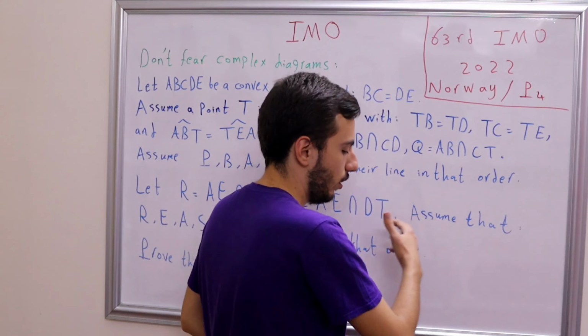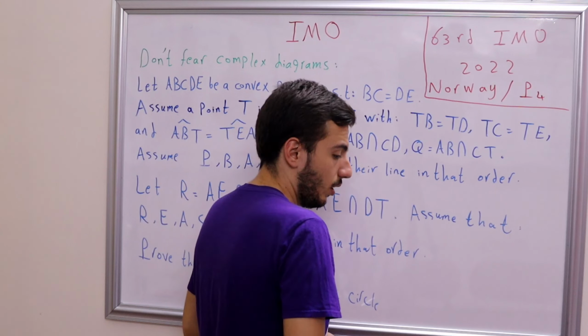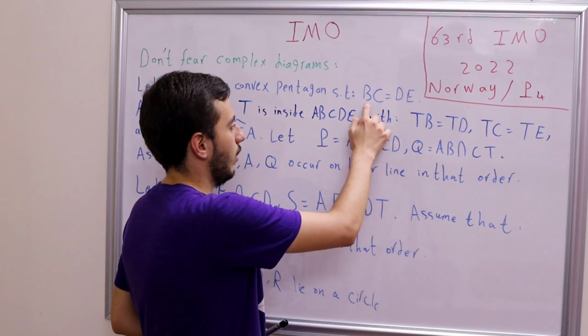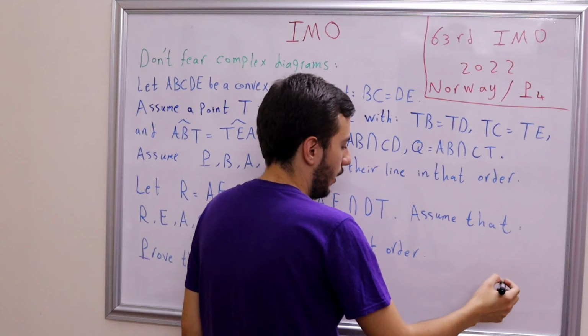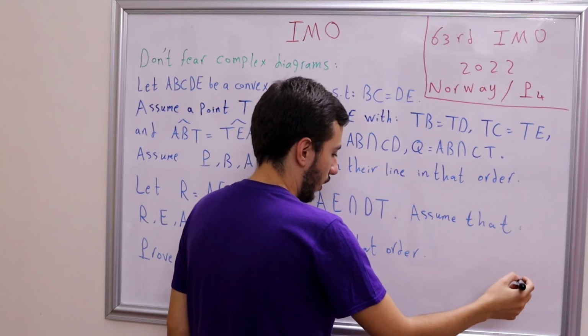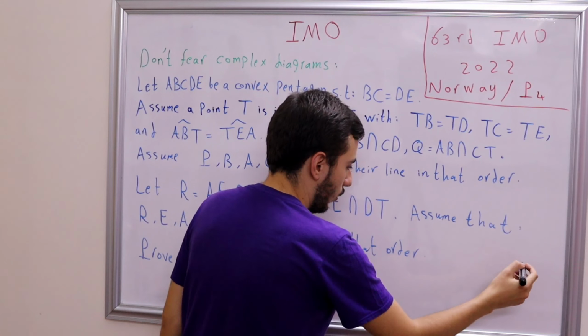So first of all, clearly we need to draw the pentagon here. Keep in mind that BC equals DE, so we'll try to do that immediately here. All right, so we have a simple pentagon. We'll draw something similar to a regular pentagon.